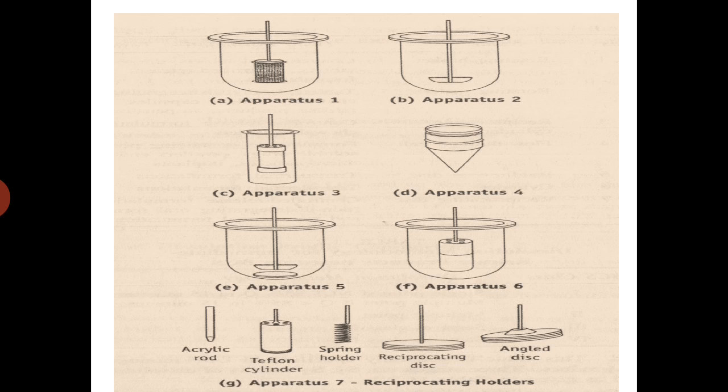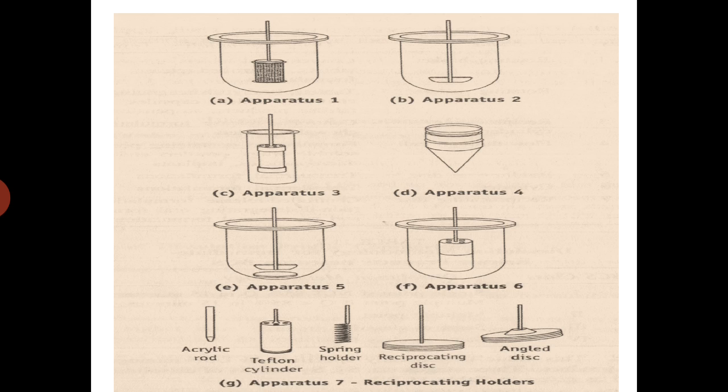The first apparatus is the USP type 1 basket. The second apparatus is USP type 2 paddle. The third one, apparatus 3, is the reciprocating cylinder. Apparatus 4 is the flow through cell. Apparatus 5 is the paddle over disc. Apparatus 6 is the cylinder, and apparatus 7 is the reciprocating holders. Now we'll look into them one by one. We have 6 apparatus or 7 apparatus, as I said.